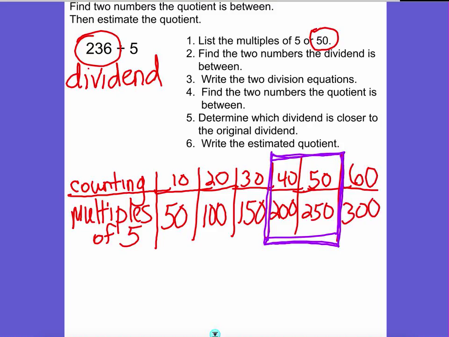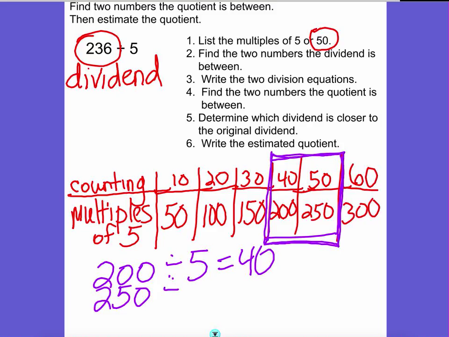I know that 236 is between 200 and 250. Okay, so I'm going to rewrite that. 200 divided by 5 equals 40, because I have it right there. And 250 divided by 5 equals 50. All right, now I have to think about 236.